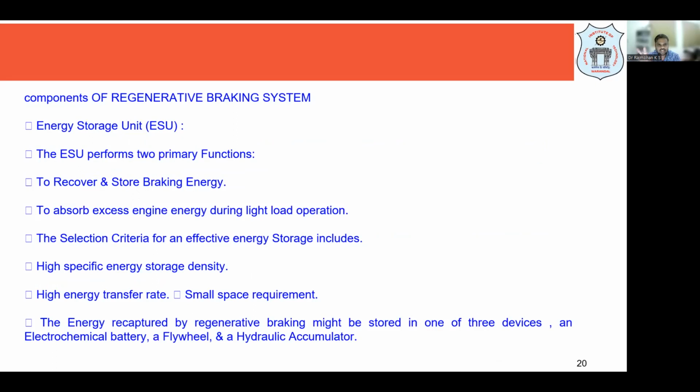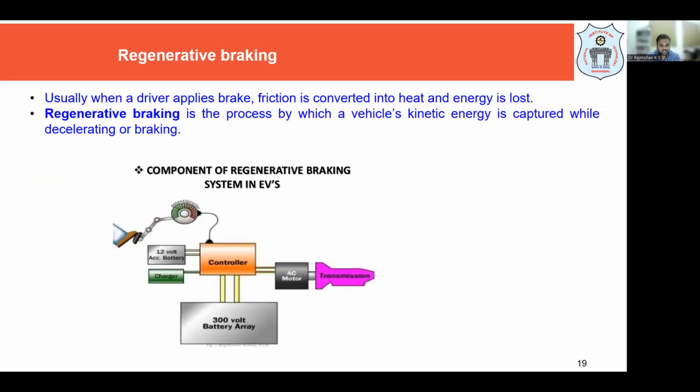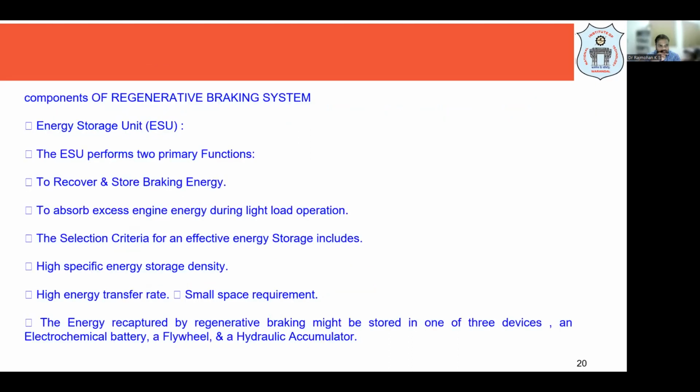Actually, this regenerative braking system, as I showed you in this diagram, has several components. If you look at the components, we have a battery array, a 300 volt battery, a controller, an AC motor, and a transmission. The potentiometer is there because the brake is connected to a potentiometer. We also have a 12 volt battery and a charger.